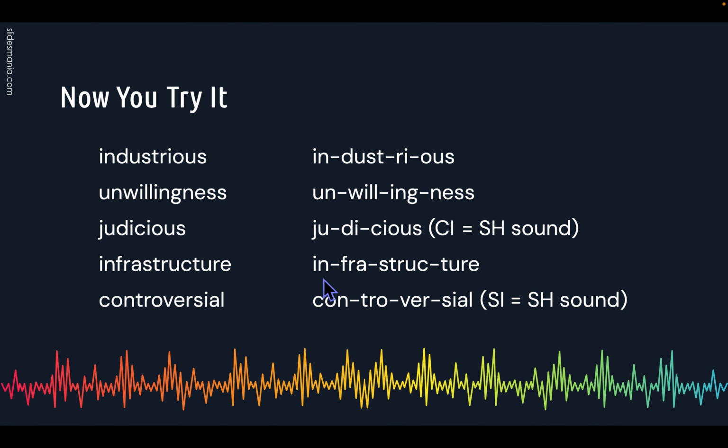We have the prefix in, the suffix ture, divide after a vowel before a blend, infrastructure. Here we have the prefix con and the suffix tial. This SI, just like the CI, has a sh sound. So controversial.